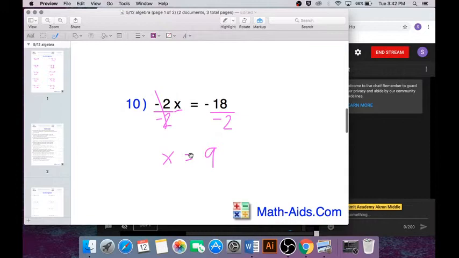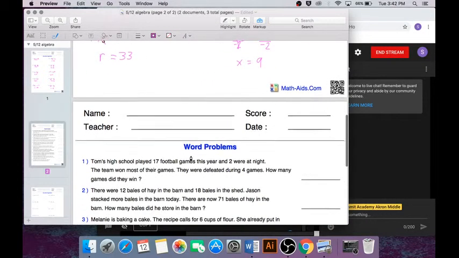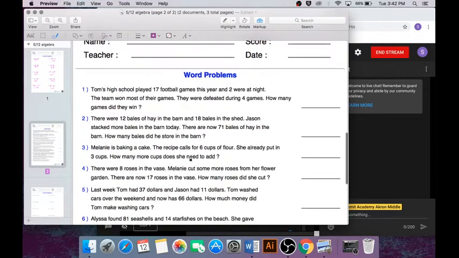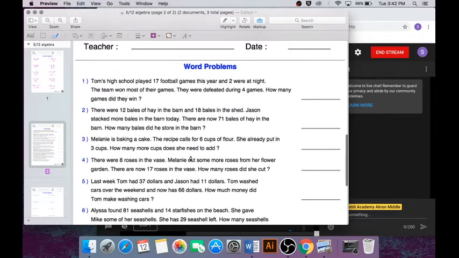We're going to move on now to word problems. Just want to go over at least the first 5. So number 1 says, Tom's high school played 17 football games this year and 2 were at night. The team won most of their games. They were defeated during 4 games. How many games did they win?